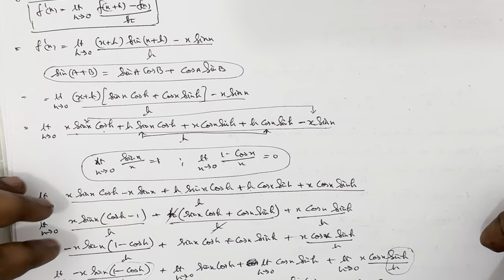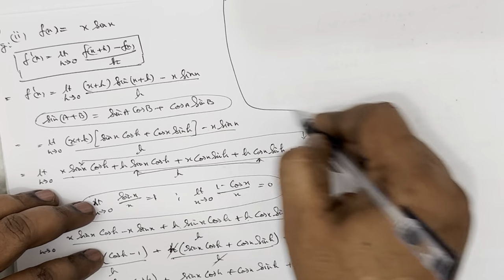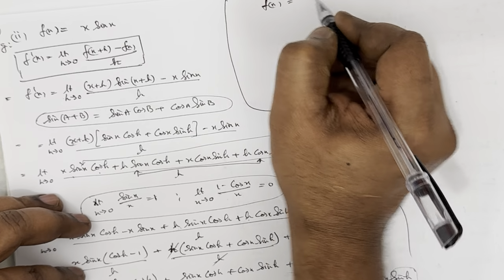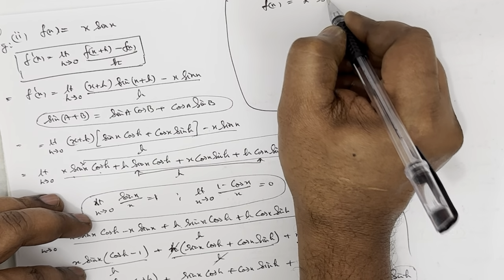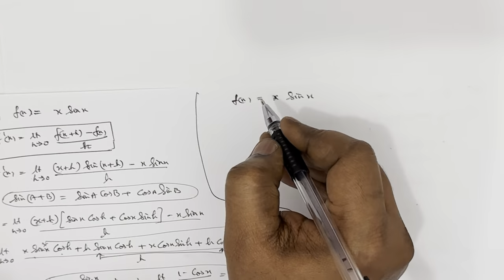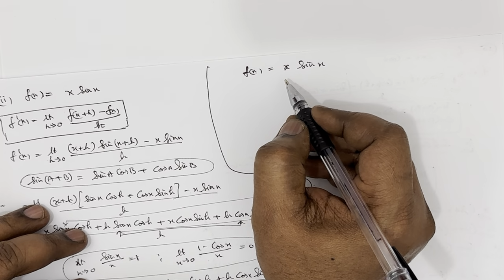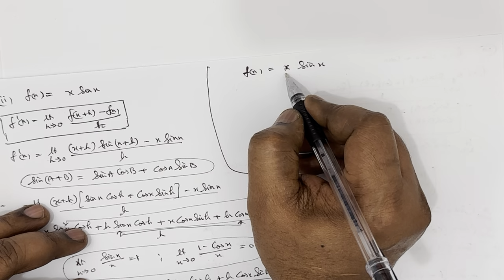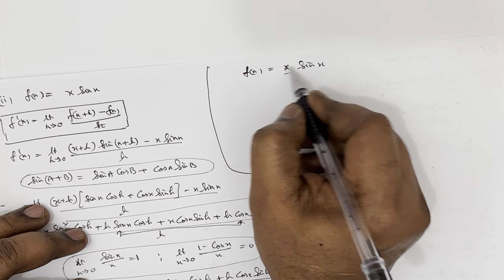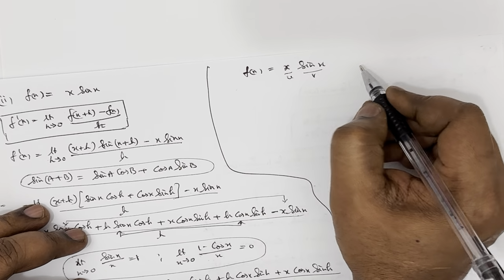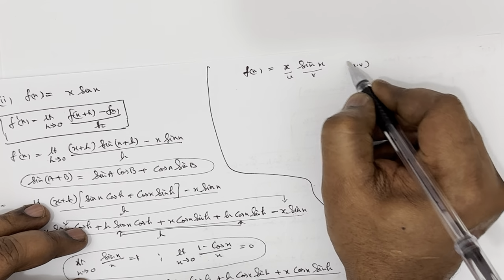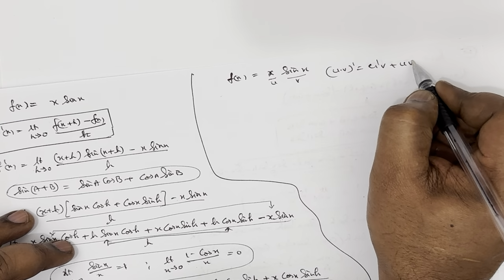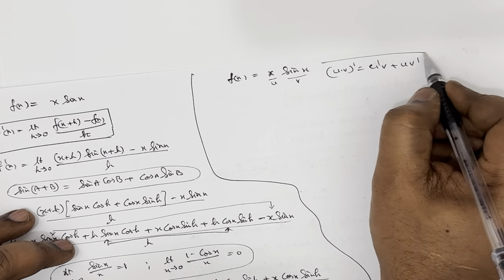Now, solving this by the normal method, f of x is equal to x sin x. By the normal method, when you take d by dx, we have to assume this has two functions, u and v. So (u times v) whole dash will be u dash v plus u v dash. This is the formula.